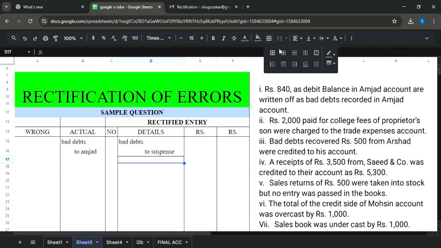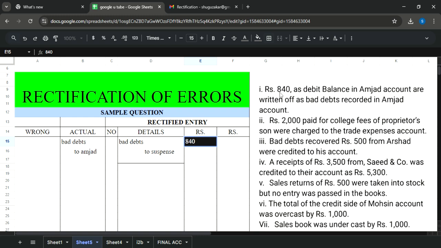Now let's end up with the bottom line. After that we need to put the amount. The amount is not the problem. The same amount which is written over here, you are going to write on the debit and credit side as well. You people will write the narration as well. This was your first entry, and in the narration write: wrong entry, wrong bad debts, now rectified. In this way you will write your entry.